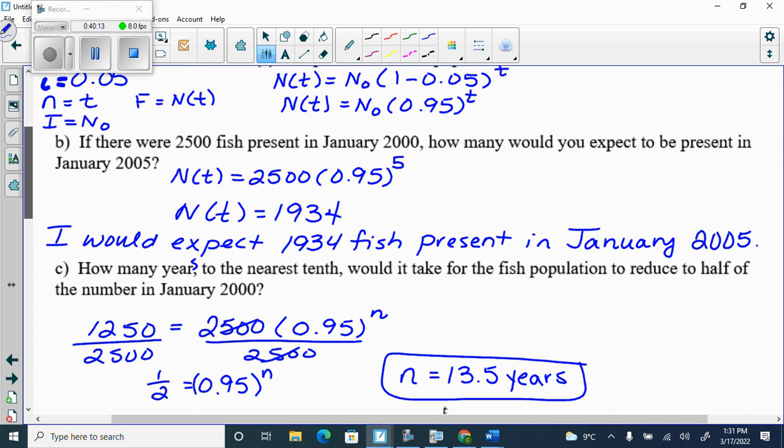Yeah, T is actually smarter. Then you write your sentence and you'd say it takes 13.5 years for the fish population to reduce to half its number in January 2000.